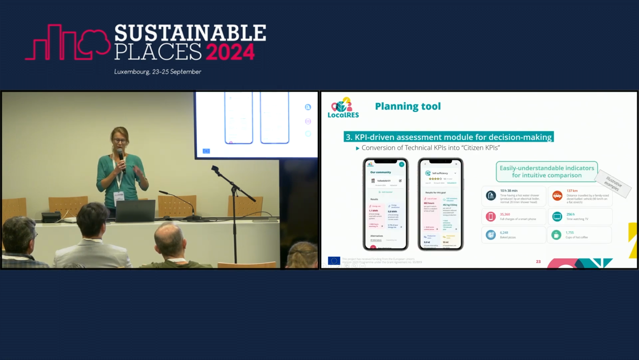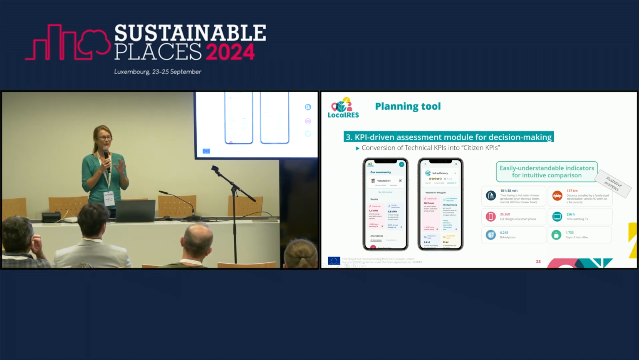And then again, we have this citizen view with, let's say, more intuitive KPIs like the number of hot showers you can take and cups of coffee. So the idea is to have more intuitive KPIs that the citizens can connect to, so it's easier for them to compare different kinds of scenarios. So that was in a nutshell the planning tool. Sorry, I went a bit fast.